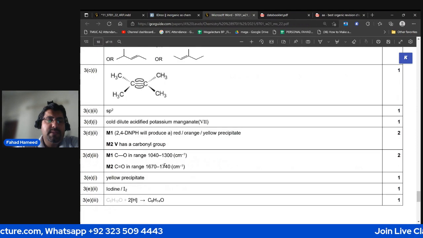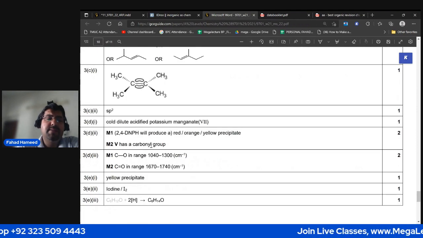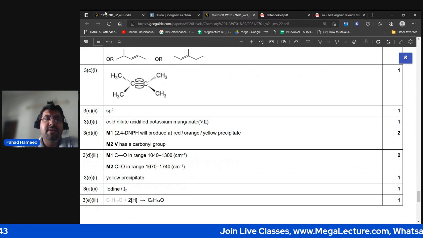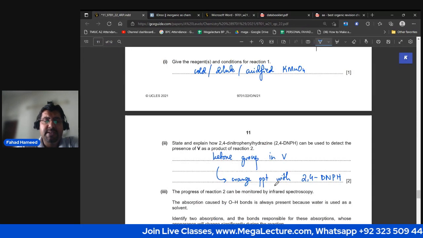So we're dealing with this one. So it's an orange precipitate, so it has a carbonyl group. That's it. A ketone group is a carbonyl group. So that is correct as well.